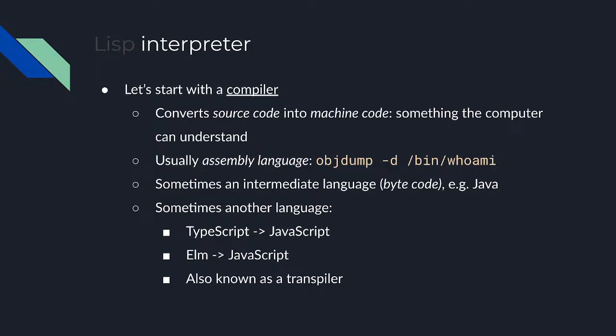There are other weird languages like Elm, which is a functional language for front end. It also converts to JavaScript. And the process of converting source code into another language, for the more pedantic people, they call it transpilation, but I don't really care. It's not that important.